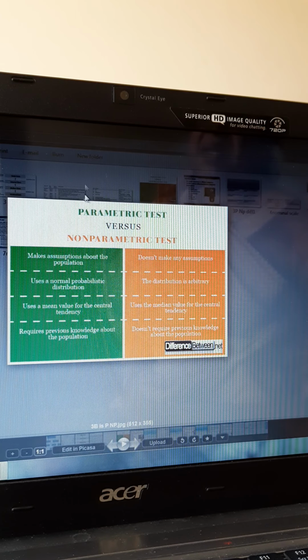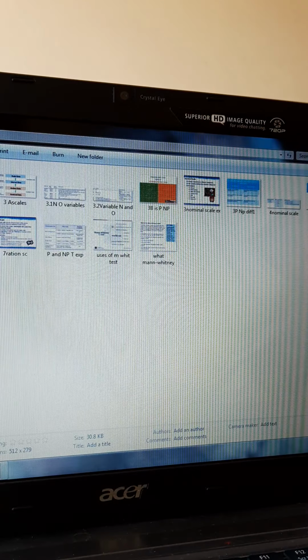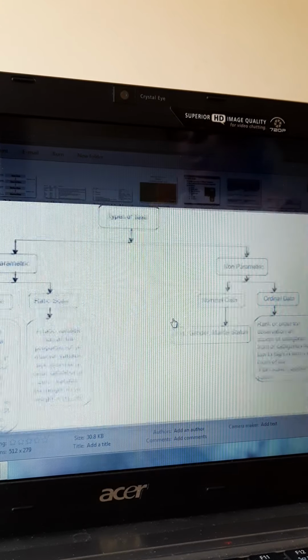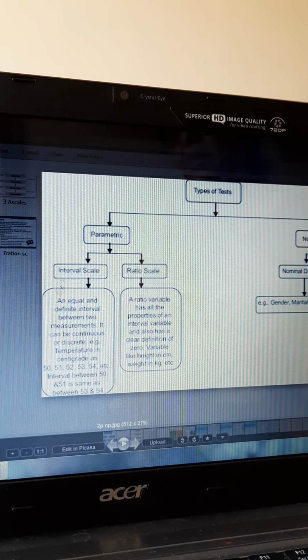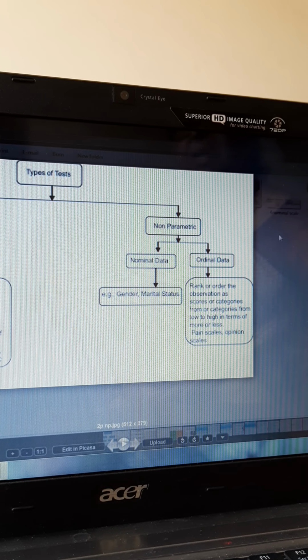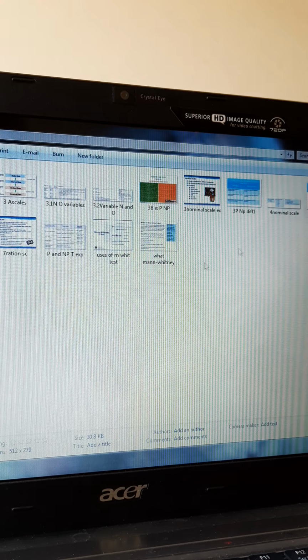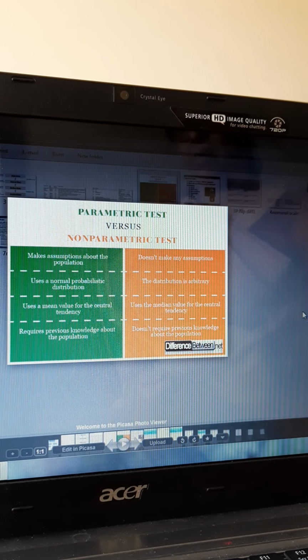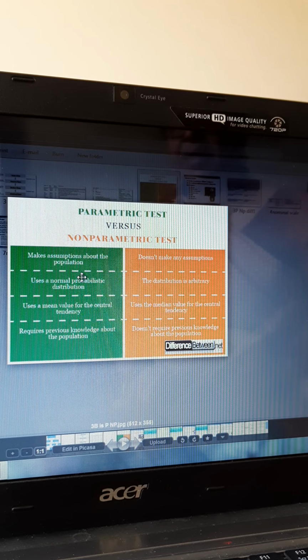What is parametric data? Parametric data are those that are set to interval and ratio scale. Non-parametric are set to nominal and ordinal scales. Correct? Now we will see what is parametric and non-parametric data, what you can do with them, what kind of tests you can put.